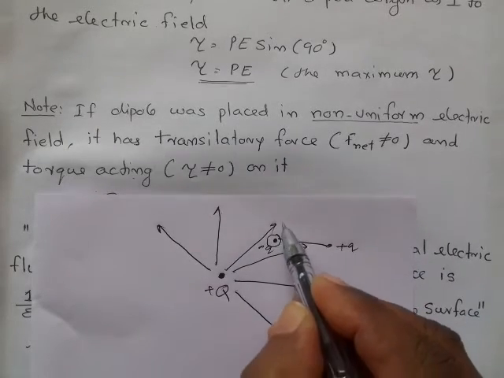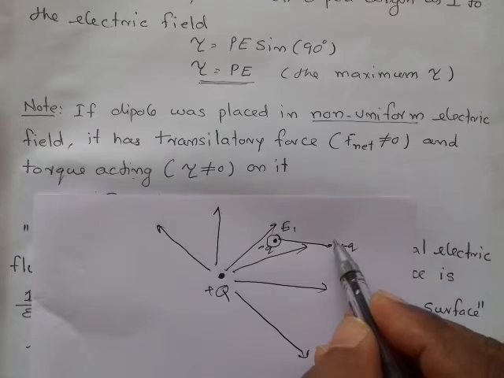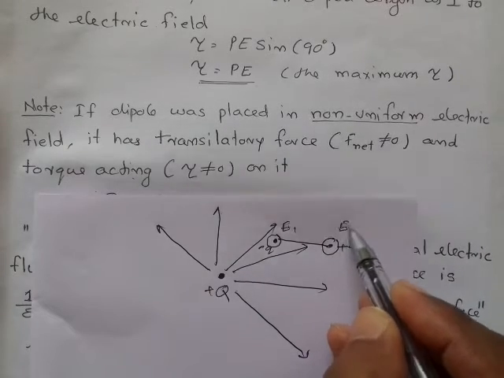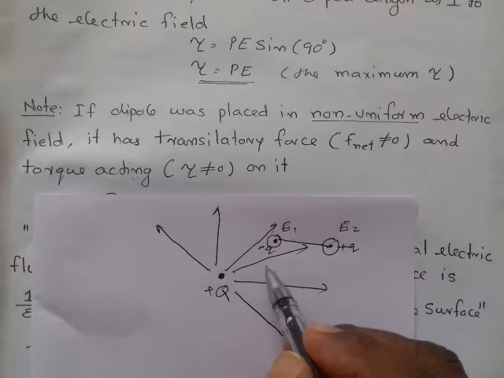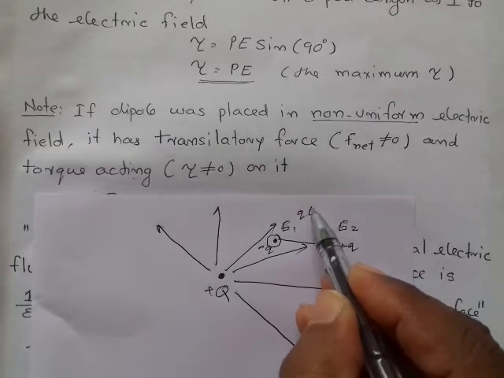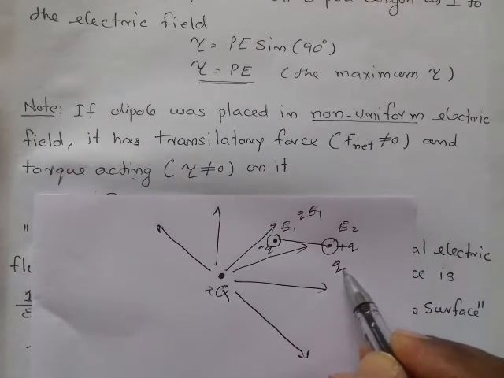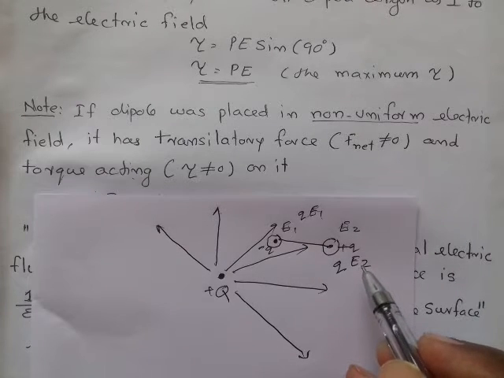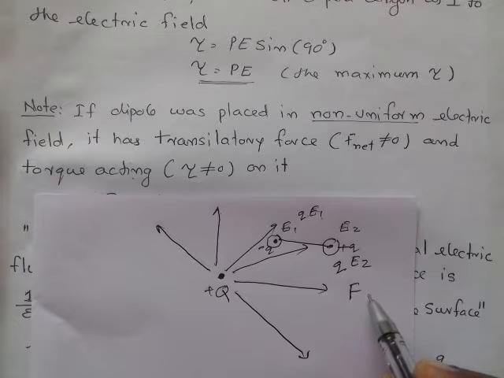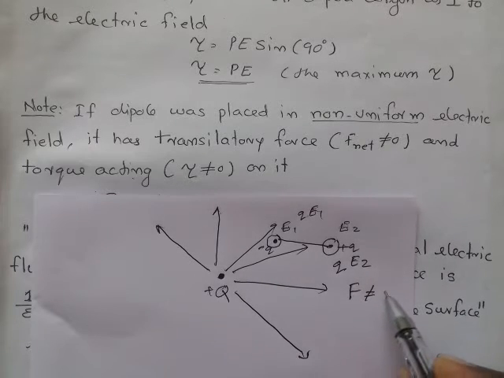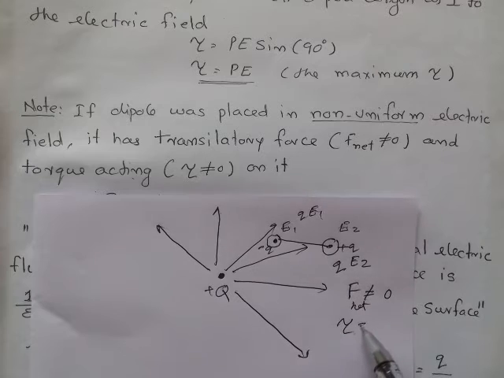This region has one electric field value E1. This region has another electric field value E2. So the force acting will be different. It is Q into E1. Here it is Q into E2. Different forces are acting, so net force will not be 0. There will be some net force. Also there will be some value for torque. Torque will not be 0.